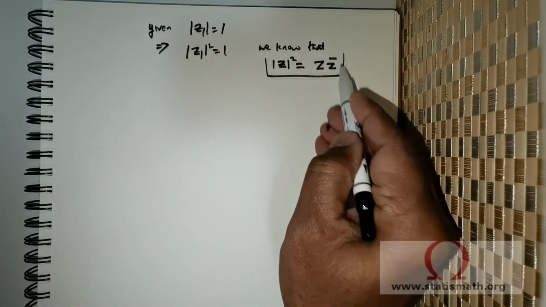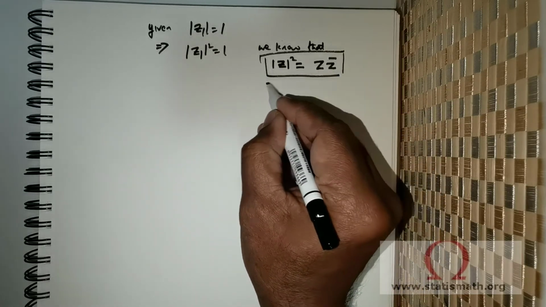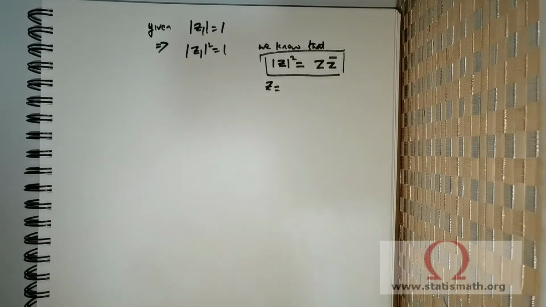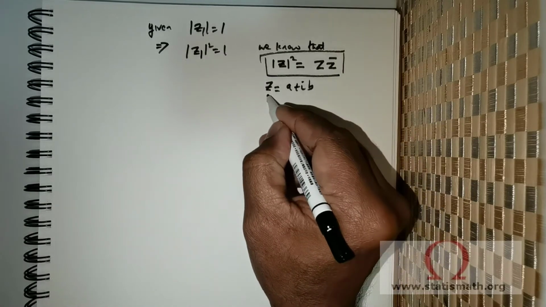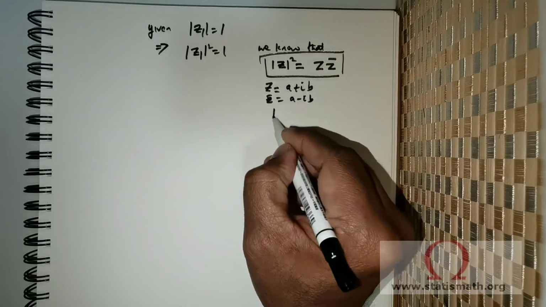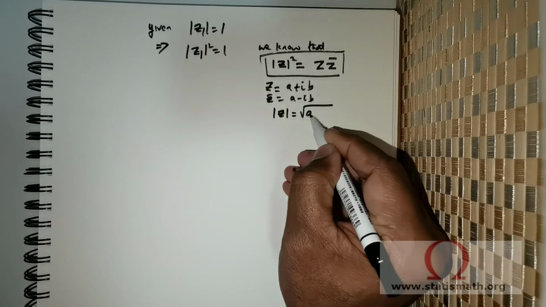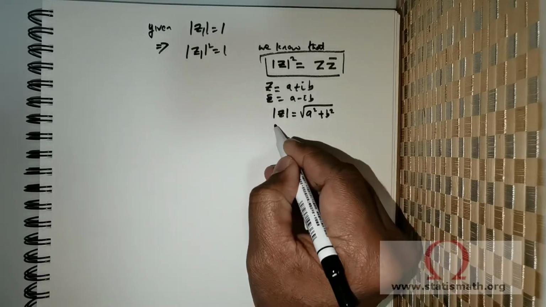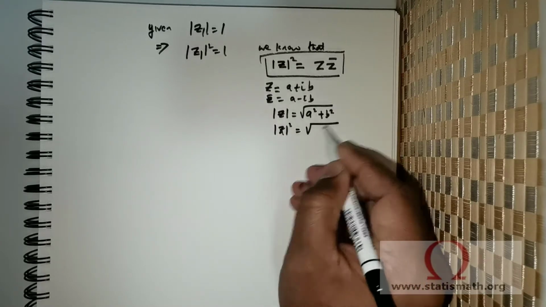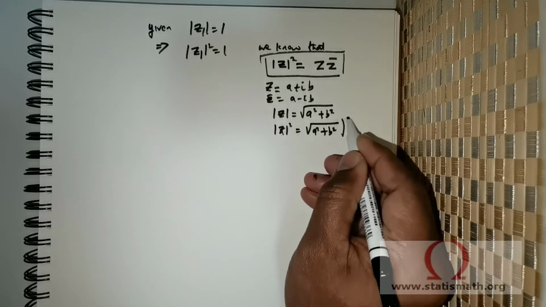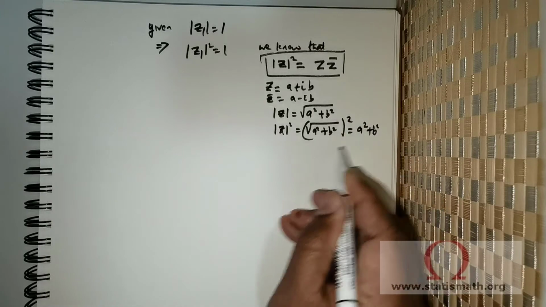We know this. If you want, I can show the truth of this fact now. If I were to take z to be a positive ib, then z bar is going to be a negative ib. Now, if I were to take the modulus of z, which is going to be root of a squared positive b squared, and if I were to square this, it's going to be root of a squared plus b squared raised to the power 2, which is going to be a squared plus b squared.